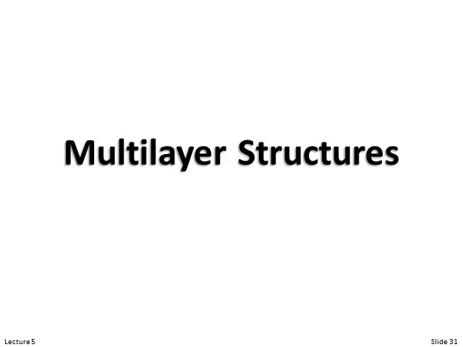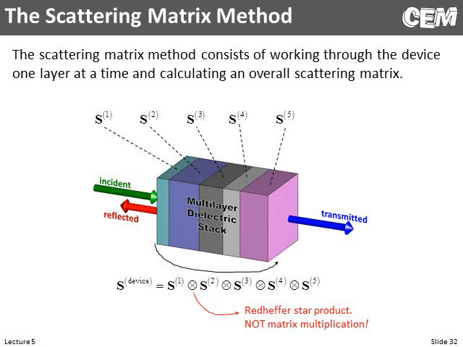On to multi-layer structures. So here's the cartoon of our problem. We have a bunch of layers, layer 1, layer 2, 3, 4, 5. So we have 5 layers here. We'll have a wave applied from the left. Some of that reflects and some transmits. We know we're going to calculate a scattering matrix for each of these layers separately. So we have S1, an S1 scattering matrix, 2, 3, 4, and 5. To calculate the scattering matrix of the overall device, we're going to use something called a Redheffer star product. Unfortunately, this is not just matrix multiplication.